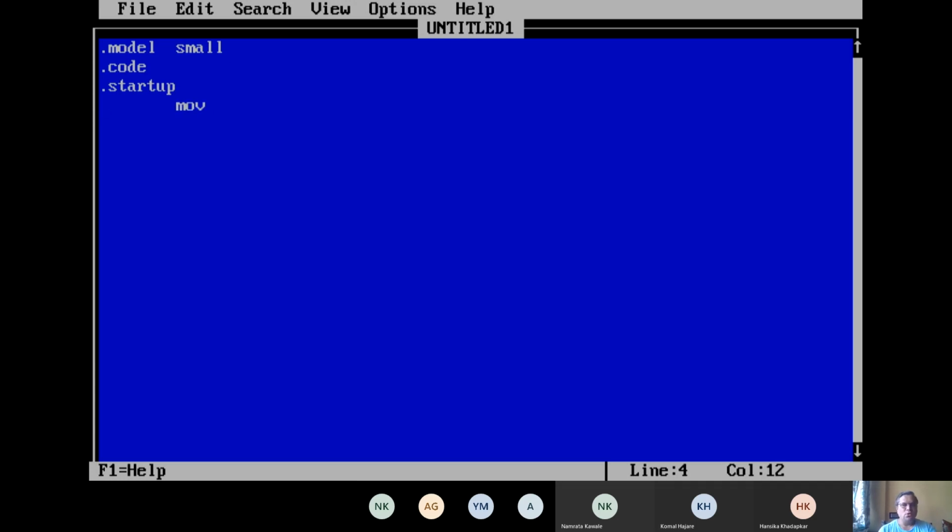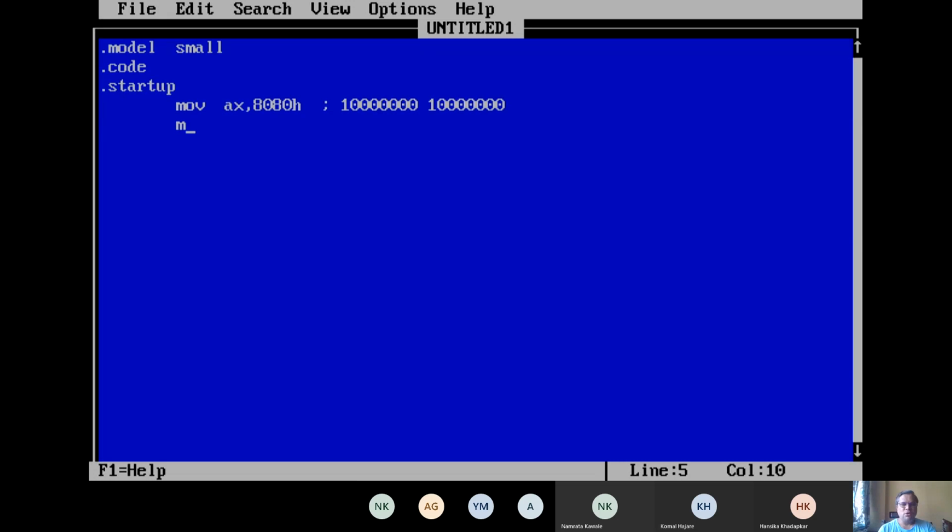And now I will load the Ax register. I will write mov Ax, comma, some number. Let's say the number that I will load into the Ax register is 8080H. If you know the binary format, 8080H will be 1000, this is 8, then 0000, this is 0, then again 1000, this is 8, and 0000 is 0. So 8080 is a 16-bit number which I have loaded into the Ax register.